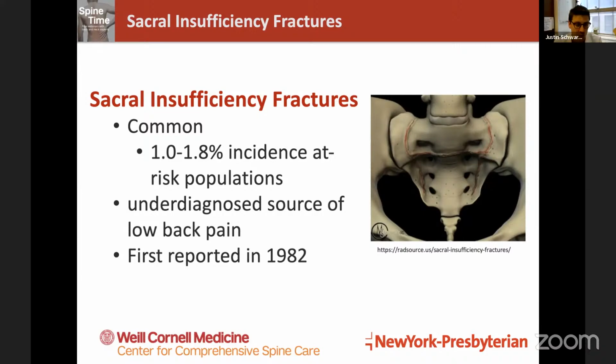Yeah, absolutely. So thank you everyone for joining. So sacral insufficiency fractures, they're quite common. So first, the sacrum is really at the base of the spine, and it essentially transmits the weight of the body from the spine to the pelvis. So it can be transmitted to your legs so you can support yourself. The sacrum is sort of this broad base bone at the bottom of the spine that again connects the spine and transmits that force from the spine to the pelvis itself.